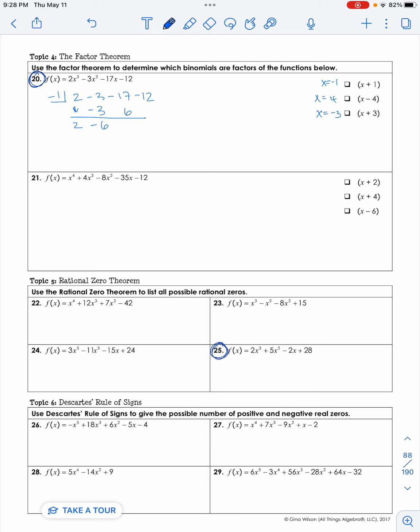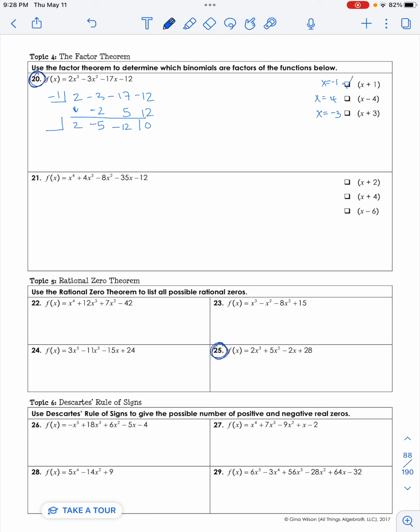And then, let's see, that should work. Oopsies, I made a mistake. Thanks for catching that. What happens when you multiply -1 times 2 is -2, and then you get -5, and then you get 5, and you get -12. You get +12, you get 0. So yes, x plus 1 is a factor.